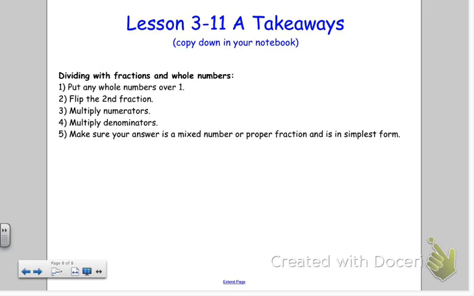Alright, so our takeaways for lesson 311A: when you're dividing with fractions and whole numbers, again, put any whole numbers over 1. You definitely have to do that. But before you do anything, you're going to flip the second fraction. And then you actually multiply. We're not actually doing any division. We're multiplying the reciprocal. So you multiply your numerators and you multiply your denominators after you flip the second fraction. And then, of course, make sure your answer is a mixed number or proper fraction and is in simplest form.